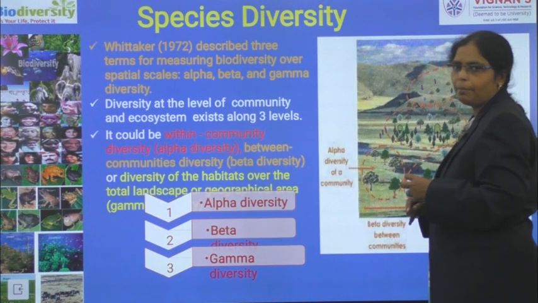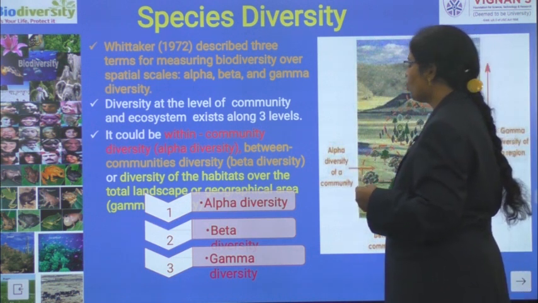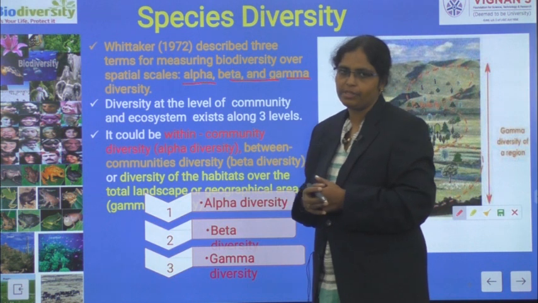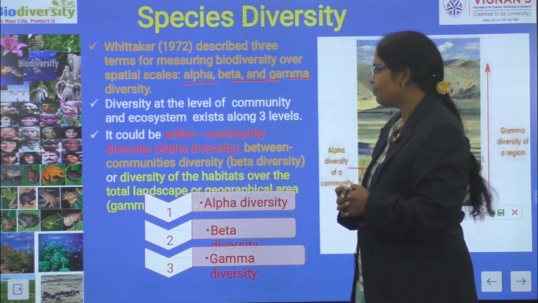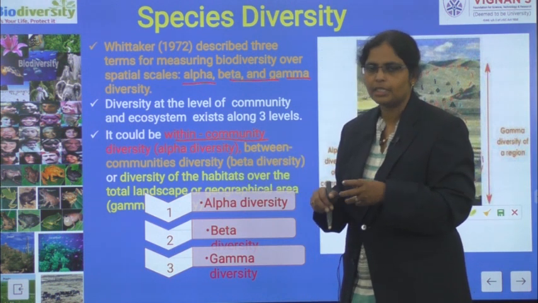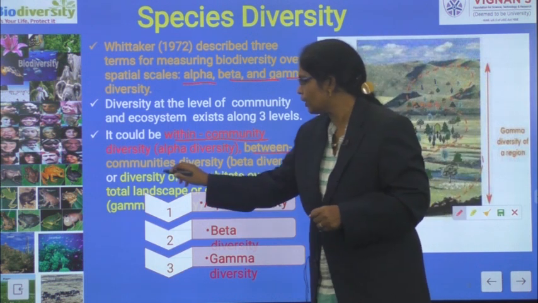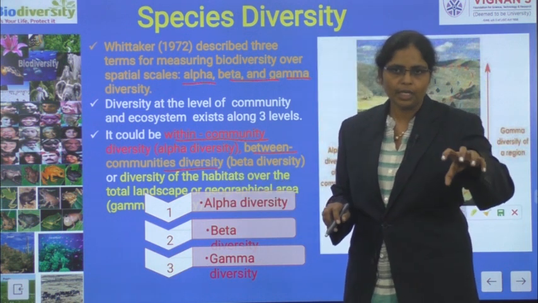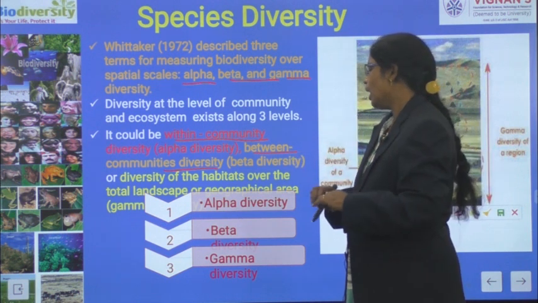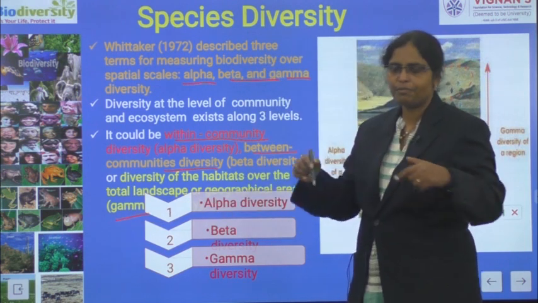Next, we take the three levels of diversity in the species category. Those are nothing but alpha, beta and gamma diversity. What is alpha diversity? Alpha diversity is the diversity within a community. In a particular community, the diversity is called alpha diversity. Next, beta diversity is the diversity between communities, one community and another community. Between these two communities is called beta diversity. And the third one is gamma diversity, that is the diversity of different habitats.